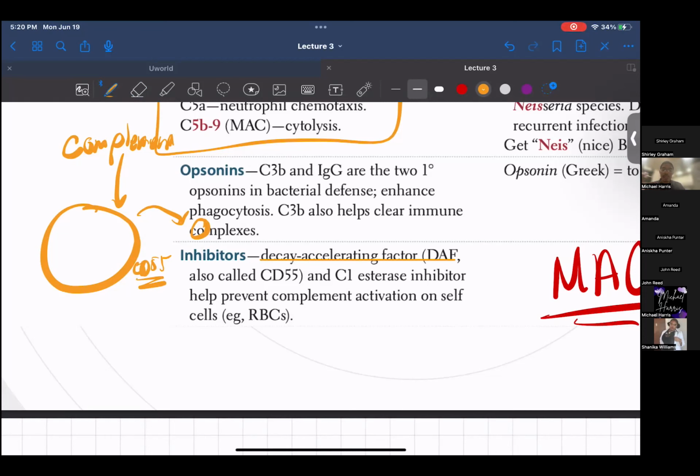Now, the other thing that's really big is this C1 esterase inhibitor. This helps to prevent complement from activating normally on the surface of the cell. So you've got one that knocks off complement if it's already activated, and you've got one that prevents complement from activating from the very start. Does that make sense?